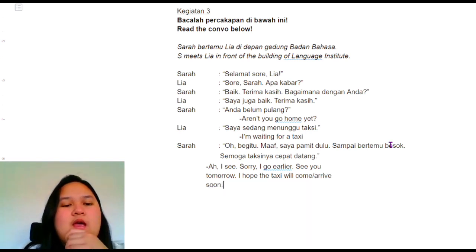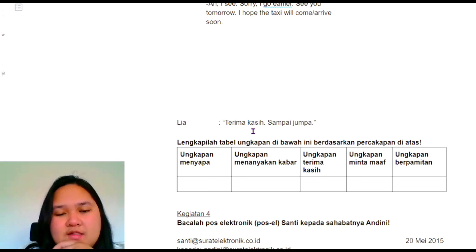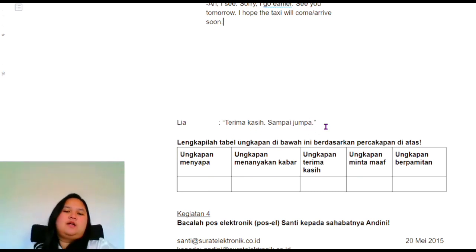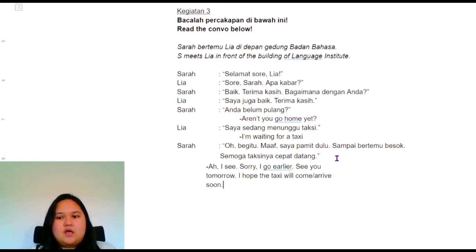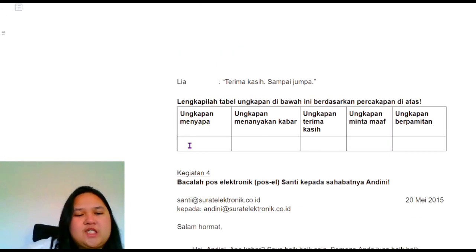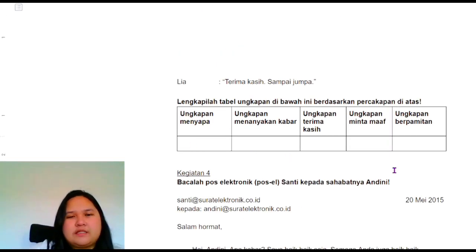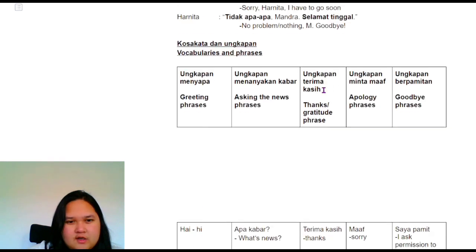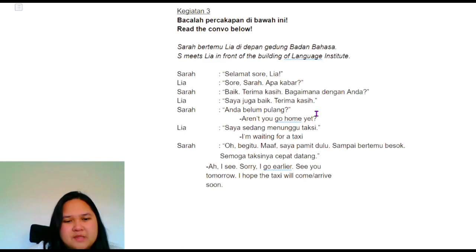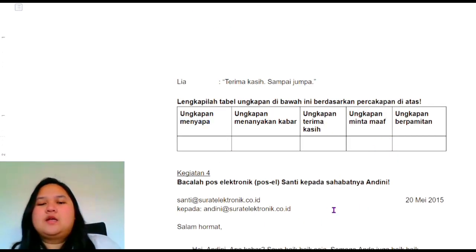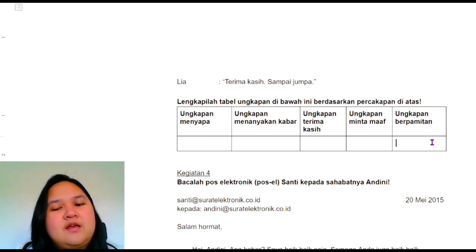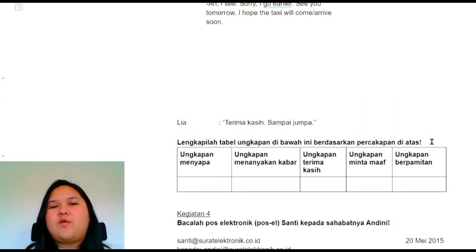So, and then she said, thanks. See you. Terima kasih. Sampai jumpa. And here we have the exercise of this conversation, which is to put it on the table, the same table like we've learned before. According to this dialogue, which one is this group and this group and so on. So I think you can try to do that on your own.